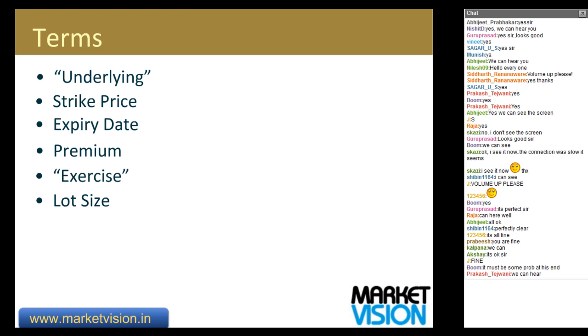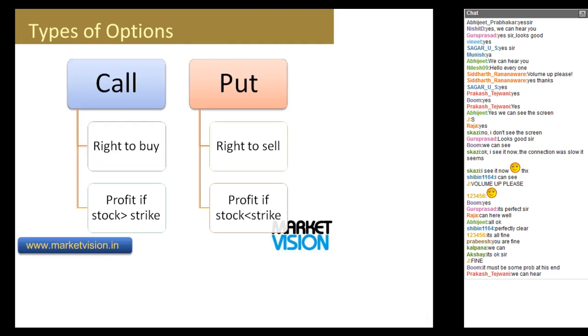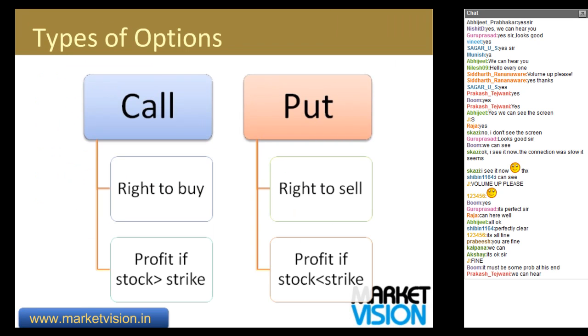SEBI usually says 2 lakh rupees per contract. So approximately they take the price and say how many of these shares will add up to 2 lakhs. That's the lot size. They keep announcing. Sometimes they change lot sizes. Okay, that's not SEBI actually. The NSE does that.